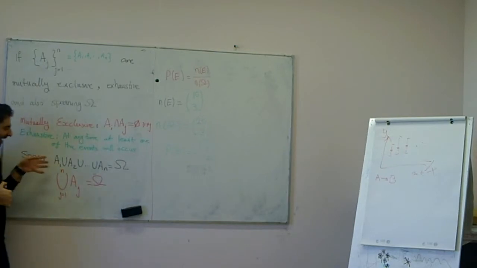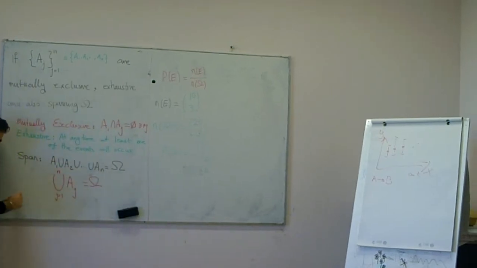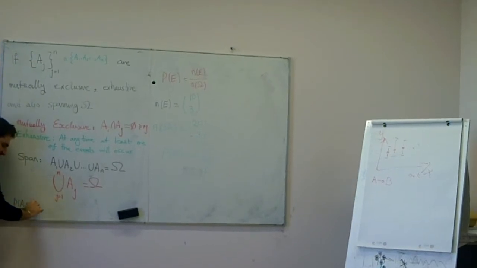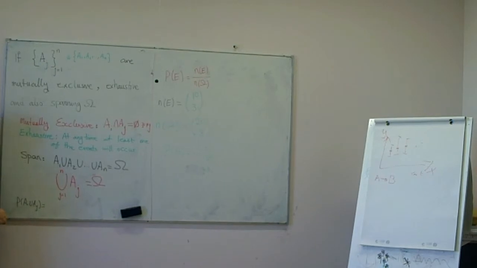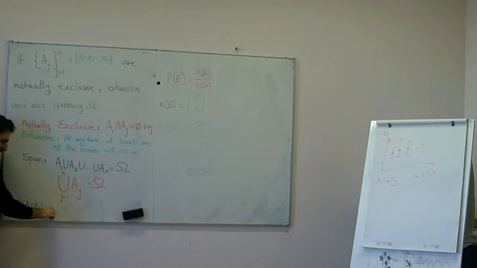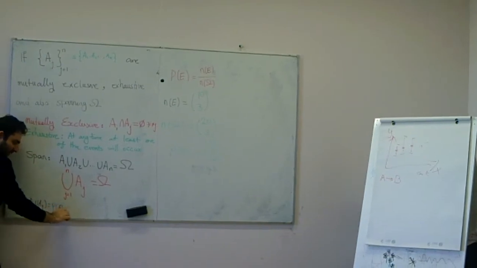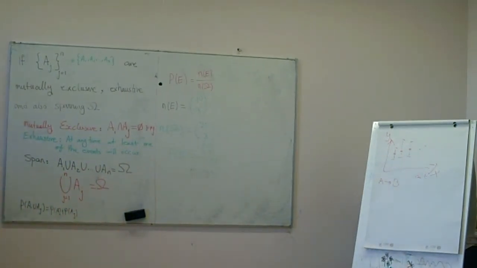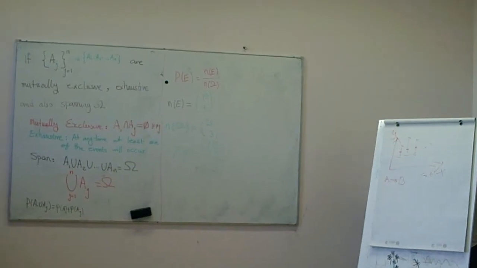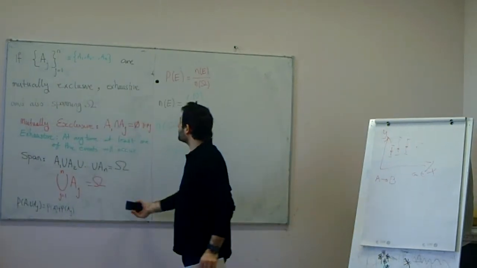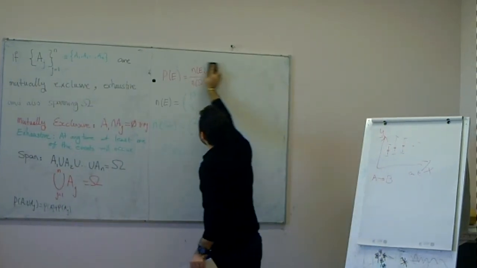What can we say about the addition? What can we say about, let's say, P of A_i union A_j? What is this? They are mutually exclusive. Yes, it's P(A_i) plus P(A_j). Now, what if the A_i's are mutually exclusive, exhaustive, and also spanning?